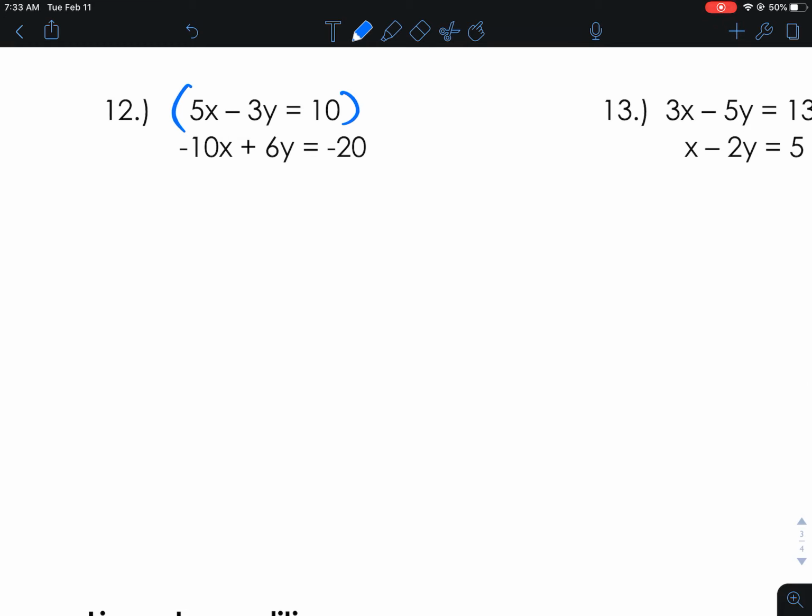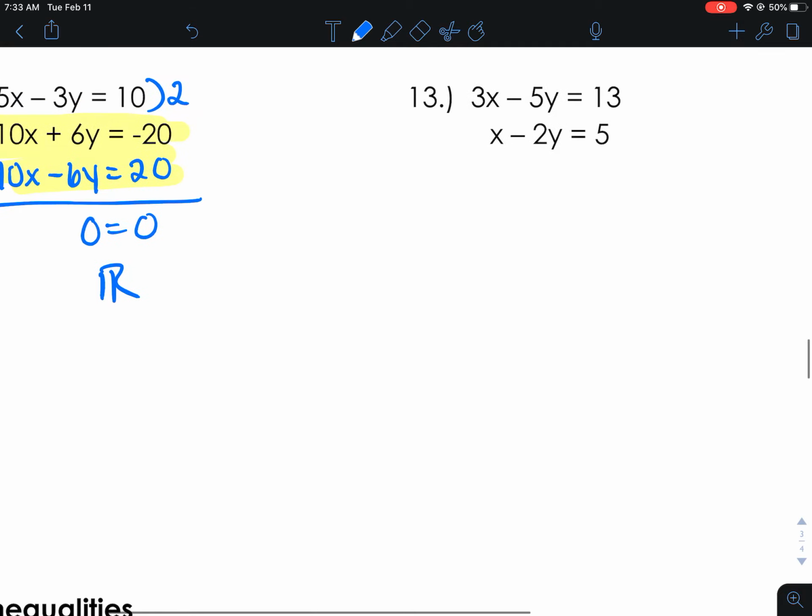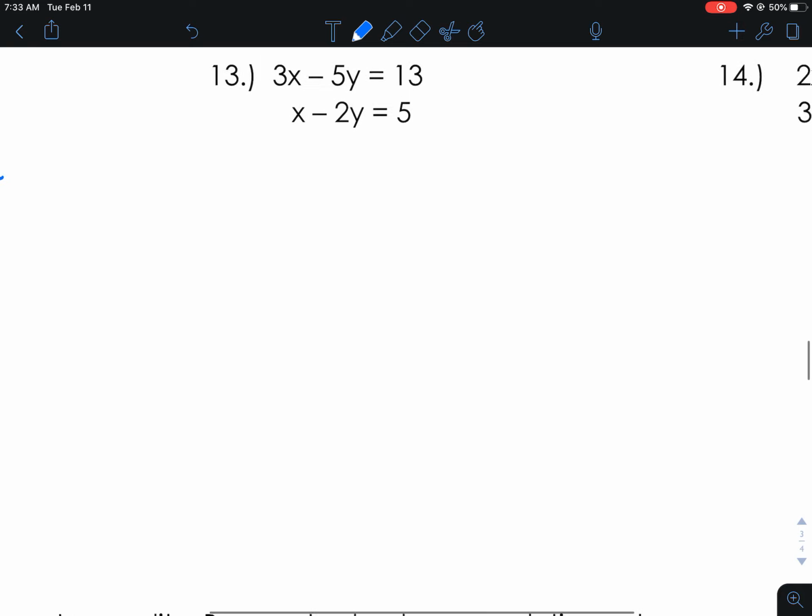So for this one, it's very close to having a zero pair. If I multiply this by 2, I get 10x minus 6y equals 20. And then if I add these two up together, I get 0x or 0, and then 0, and then 0. So essentially I get this. Remember, if everything cancels out and you have the same number on both sides, that means that the lines are the same. So all real numbers are infinitely many solutions.